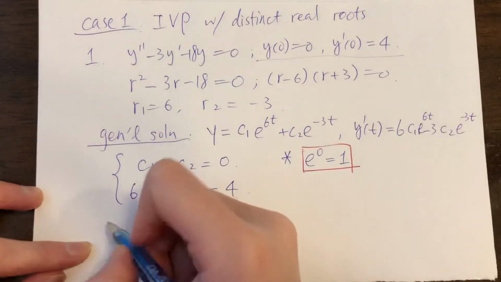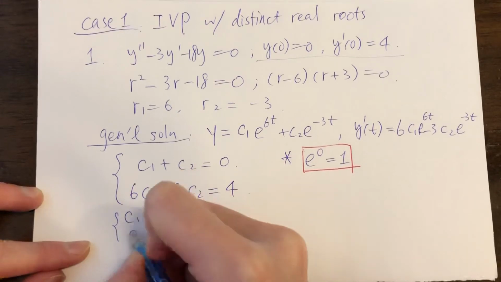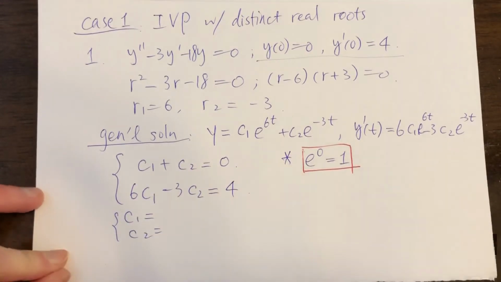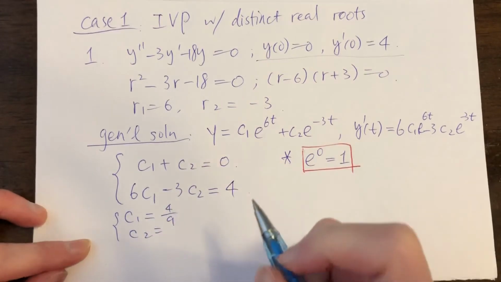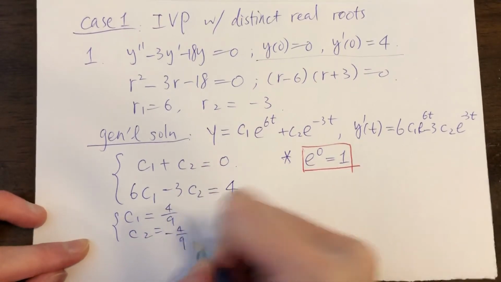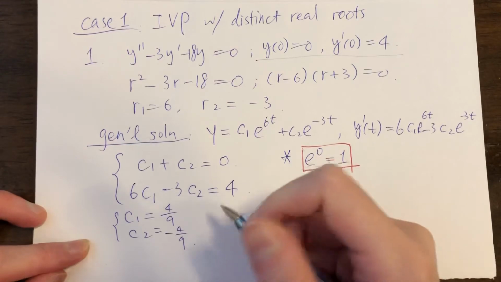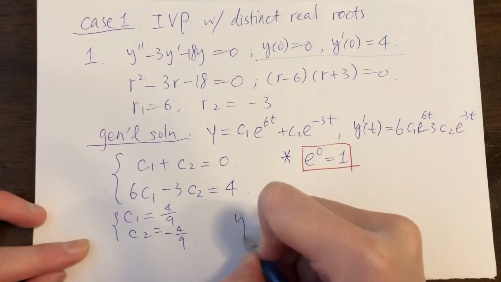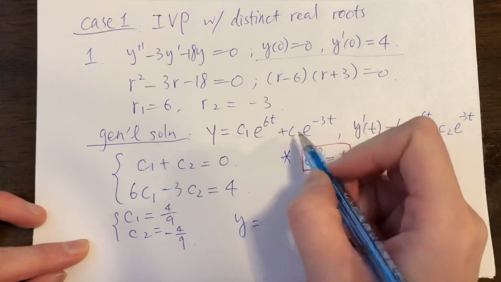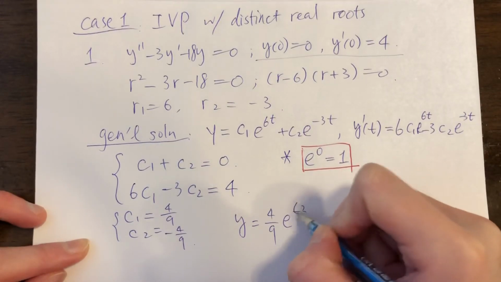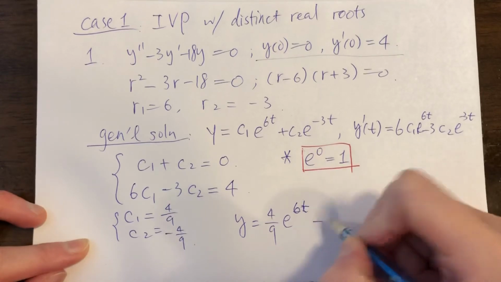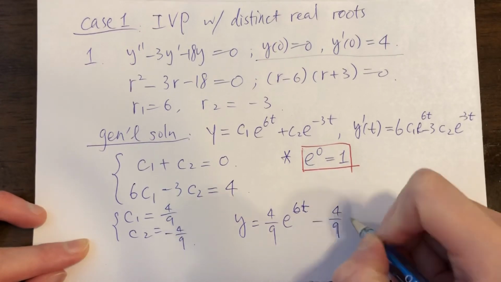And then you can solve for C1 and C2 fairly easily. I'm just going to tell you that C1 is 4 over 9, C2 is -4 over 9. So then you should make a conclusion that the solution is, now we know C1 and C2, 4 over 9 times e to the 6t, and then -4 over 9 times e to the -3t.